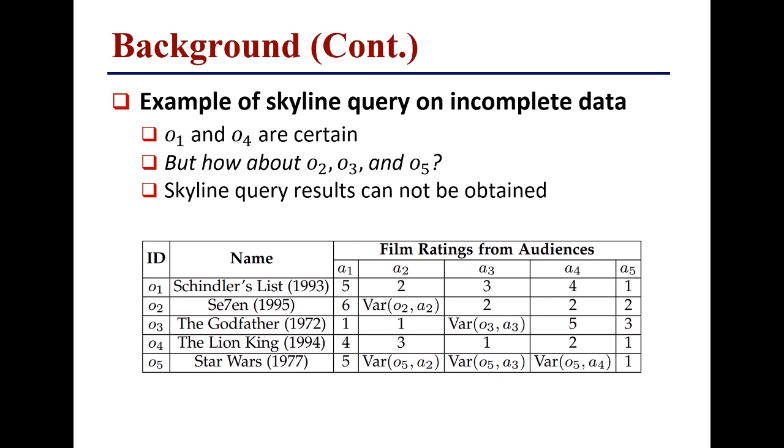Here is an example of Skyline query on incomplete data. It is a toy dataset from a movie recommendation system. Each object is a movie and each attribute is a rating from one audience. There are 5 movies with ratings from 5 audiences, A1 to A5. The values of O1 and O4 are certain, but the missing values in O2, O3, O5 are not determined. Thus, the Skyline query results cannot be obtained.